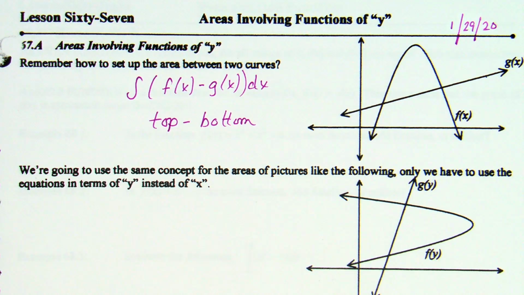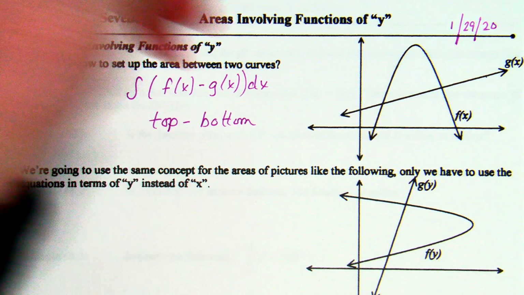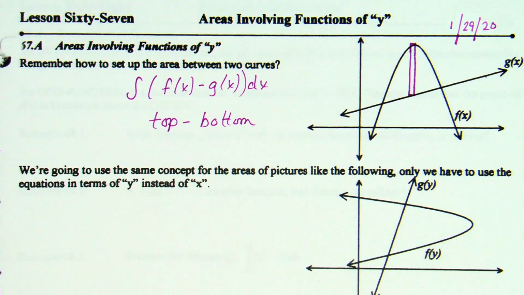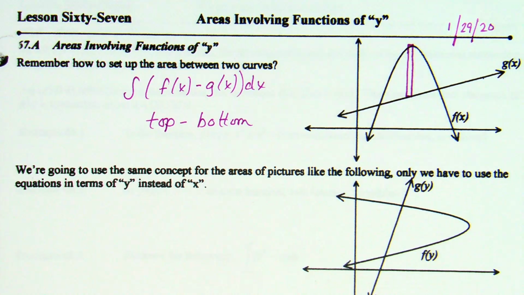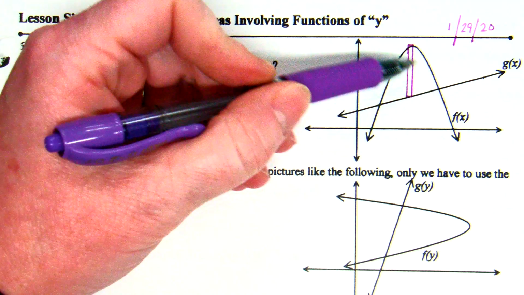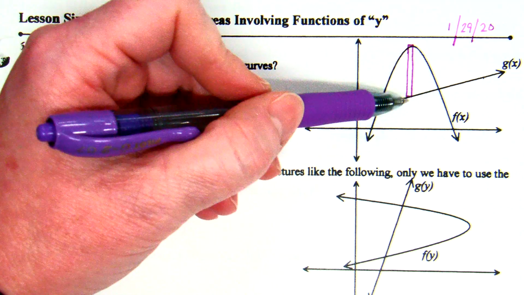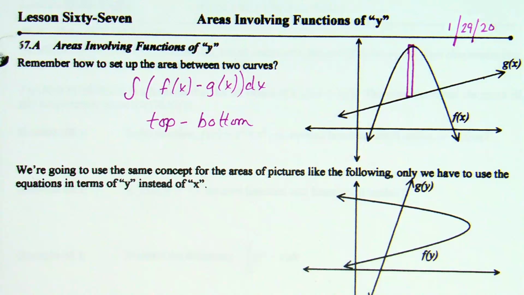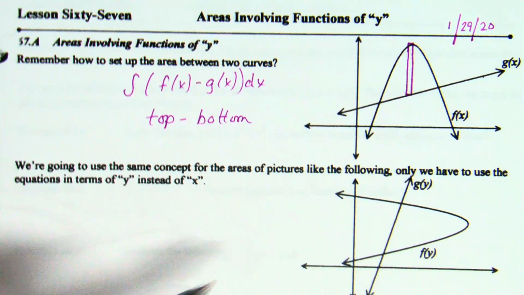Now, when we do that, what you've got to think about is that we're trying to find the area in reference to this piece here. In other words, it's the distance between f of x and g of x, and that's kind of a vertical distance. You've got an upper and a lower. What we're going to change to today is more of this type of problem.